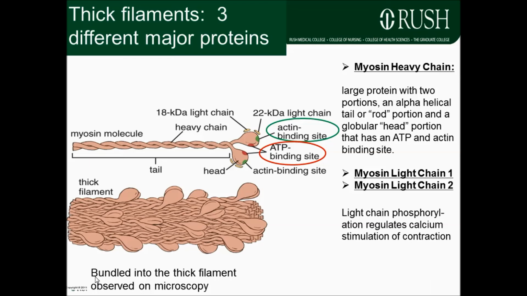You can also see that all of those long rod-like regions of the heavy chains are associated together to form that very large thick filament, and the head regions are sticking out all along the length, which facilitates the interaction with actin.